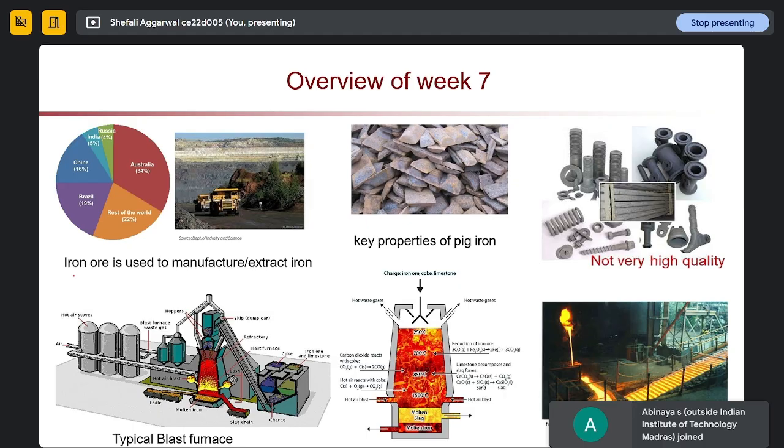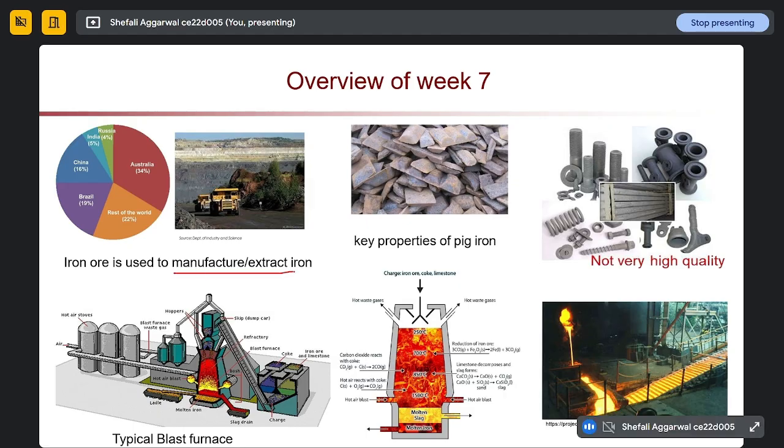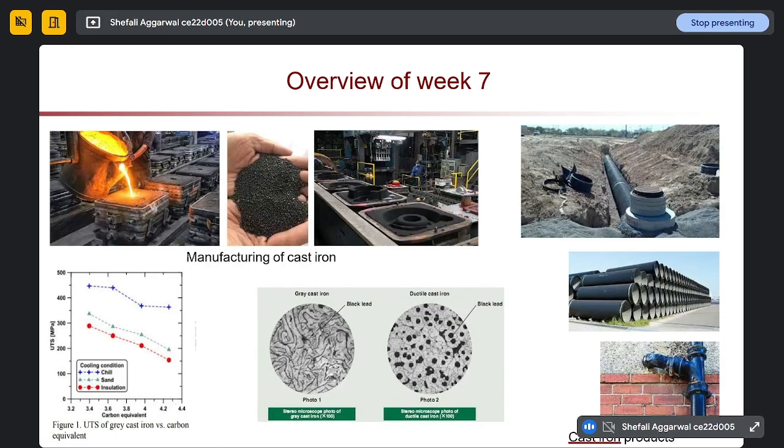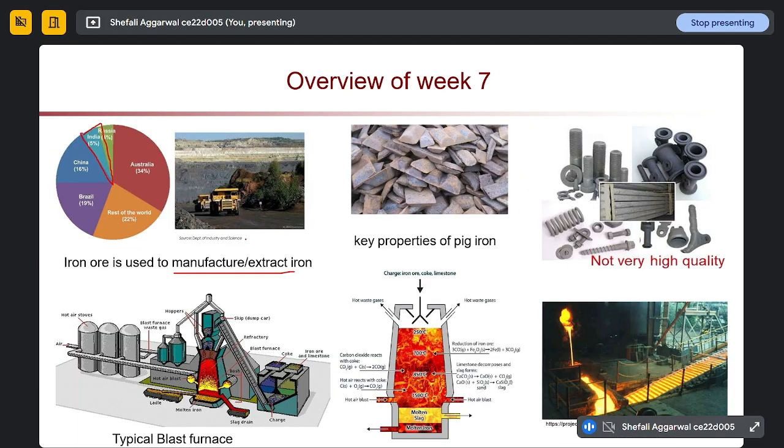We are using iron ore, which is used to manufacture iron. So if we see this graph, India has almost 5% of the total world's iron ores. And the main process by which we get from iron ore to iron is that we are generally heating it up using a blast furnace. So this is a typical blast furnace which is used to convert our iron ore to normal iron.